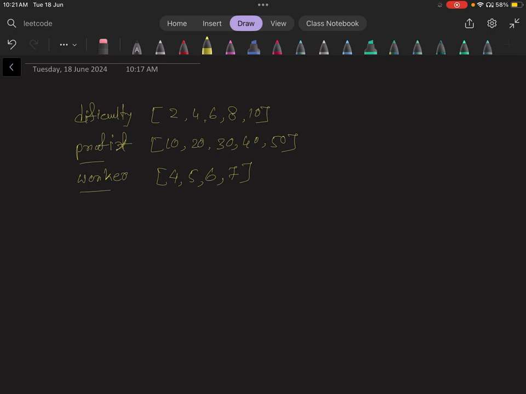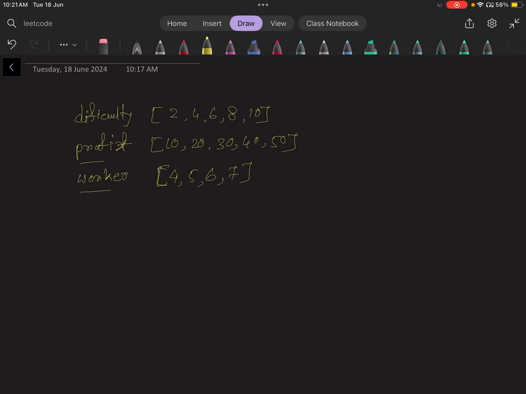The ith element of the difficulty array represents the difficulty of the ith job, and the ith element of the profit array is defined as the profit of the ith job. The ith element of the worker array is the at most difficulty of a job that the worker can do.